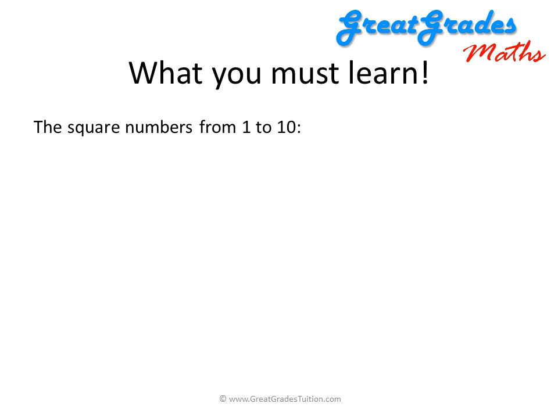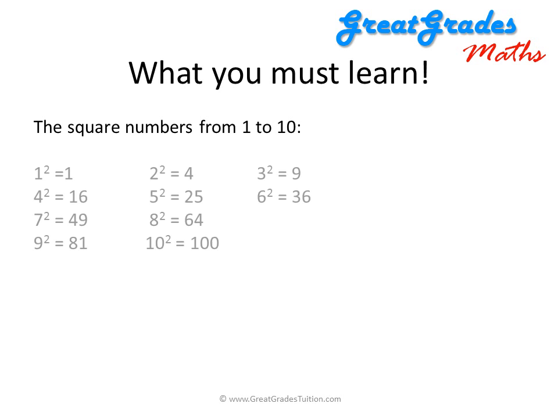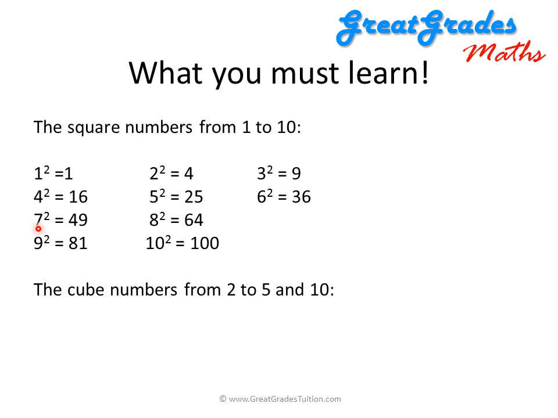For instance, you're expected to know what all of the squared numbers are from 1 to 10. So you must know that 1 squared is 1, 2 squared is 4, 3 squared is 9, 4 squared is 16, 5 squared is 25, 6 squared is 36, 7 squared is 49, 8 squared is 64, 9 squared is 81, and 10 squared is 100.